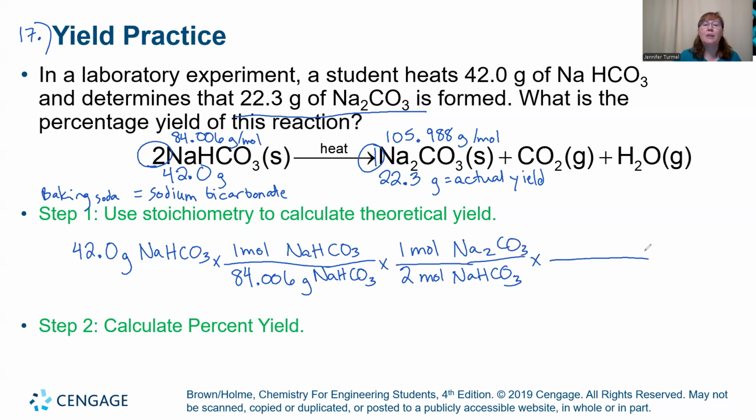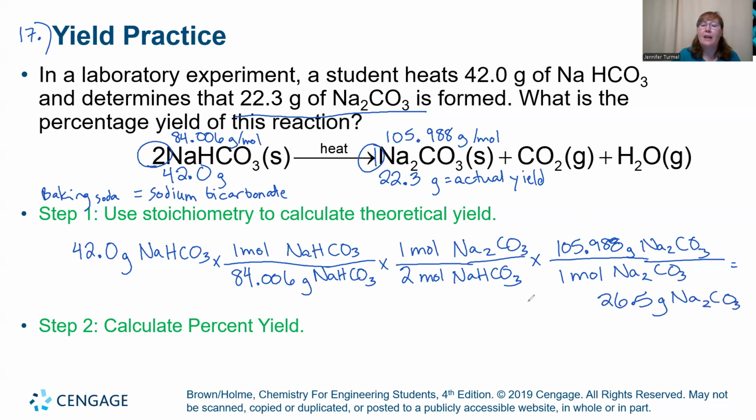And then the last thing that we need here is our molar mass, 105.988 grams of sodium carbonate per 1 mole of sodium carbonate. Okay. And that means that our theoretical yield is 26.5 grams of Na2CO3. And this is our TY, our theoretical yield.